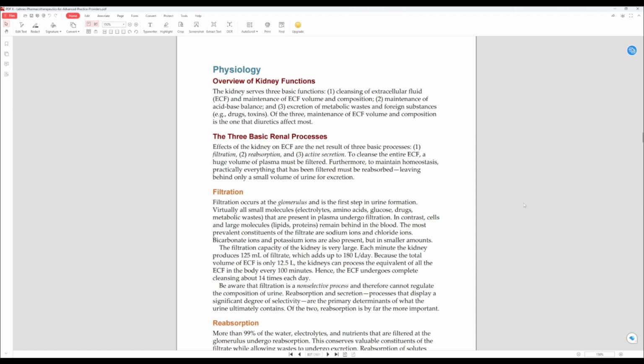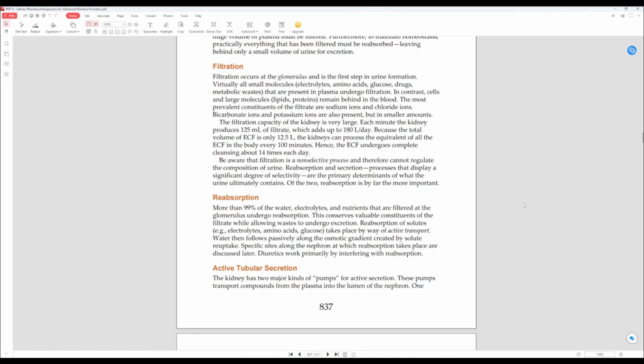Effects of the kidney on the extracellular fluid, or ECF, are the net results of three basic processes: filtration, reabsorption, and active secretion. To cleanse the entire ECF, a huge volume of plasma must be filtered. Furthermore, to maintain homeostasis, practically everything that has been filtered must be reabsorbed, leaving behind only a small volume of urine for excretion.